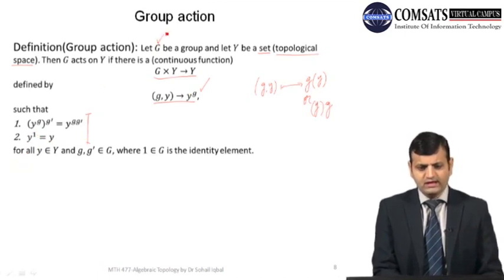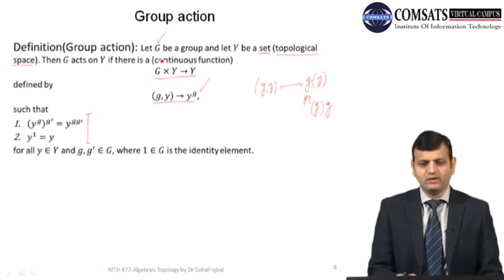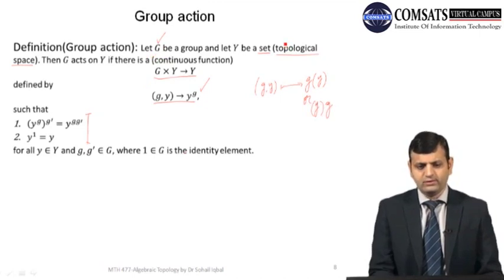So this 1 is the identity element of this G, and of course in some cases it will be 0, and in some cases it will be matrices. So this 1 really represents the identity of this group G. Okay, so that's how we define group action on a set. Now let's see how we define the group action on a topological space.